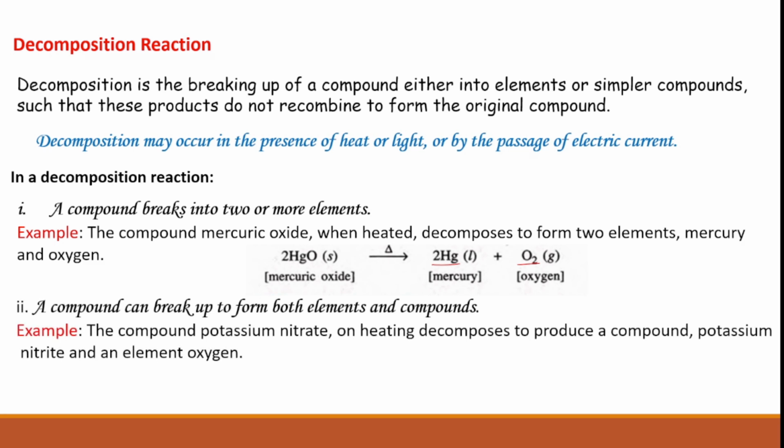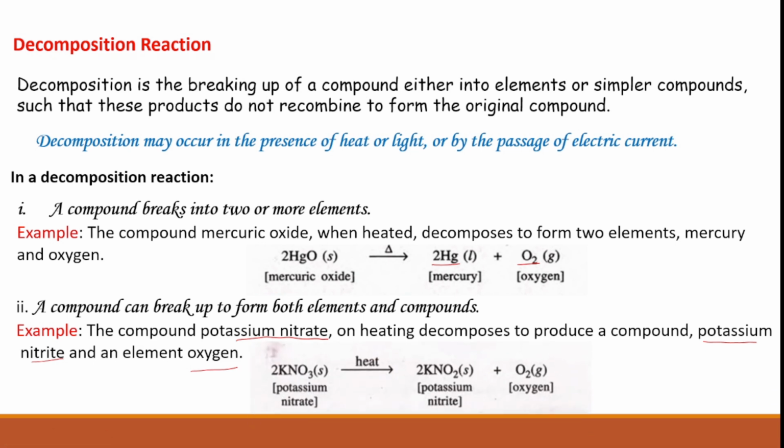In the second type, a compound may break up to form both elements and compounds. It may become an element and one part may be a simple compound. An example of such a reaction is the compound potassium nitrate. Potassium nitrate on heating decomposes to produce potassium nitrite and an element, oxygen. Oxygen is an element, whereas potassium nitrite is a compound. So that is the second type.